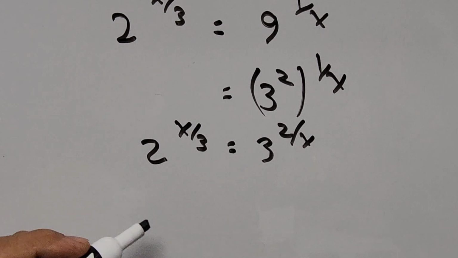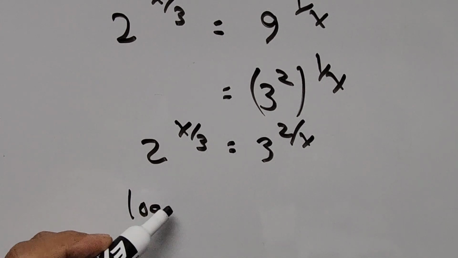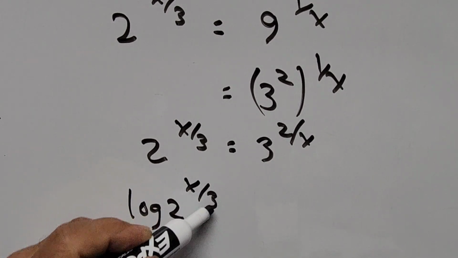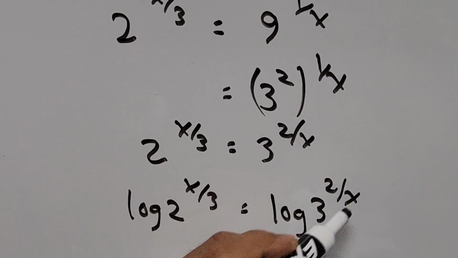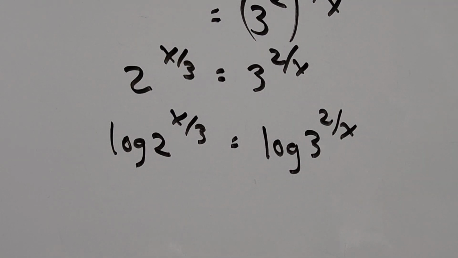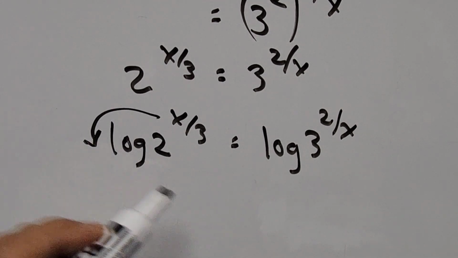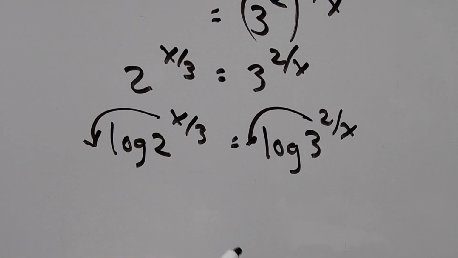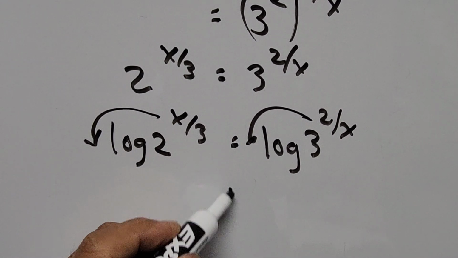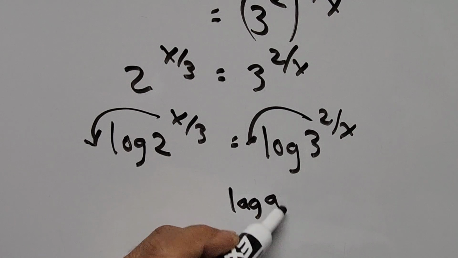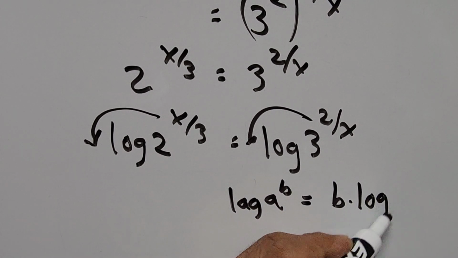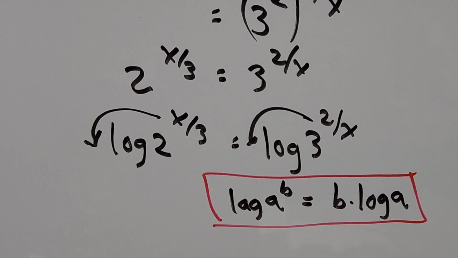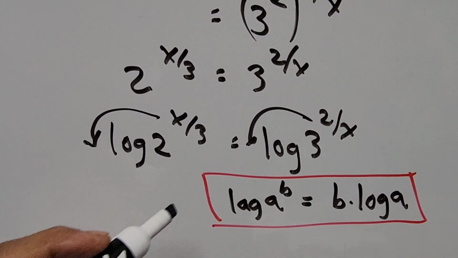So we take the log of both sides of the equation. Log of 2 to the power of x over 3 equals log of 3 to the power of 2 over x. And so now we apply the power rule of logarithm, whereby the exponent is put to the front, right? So from the formula, if we have log of a to the power of b, this is written the same way as b times log of a. So we're using this formula on our equation.